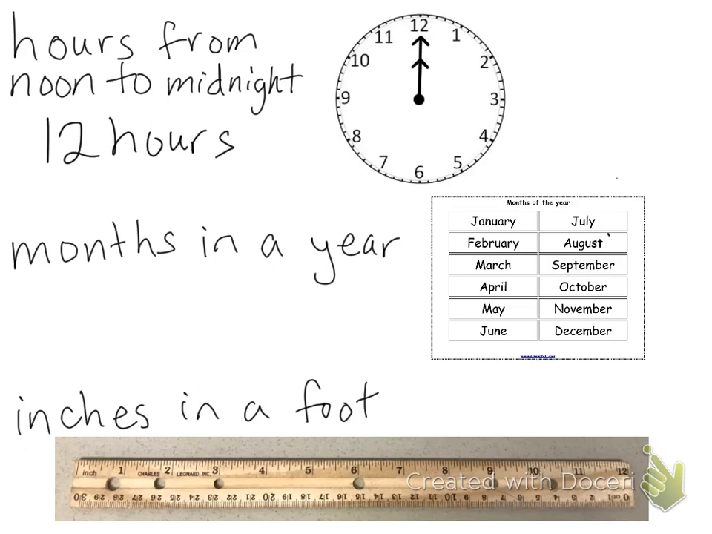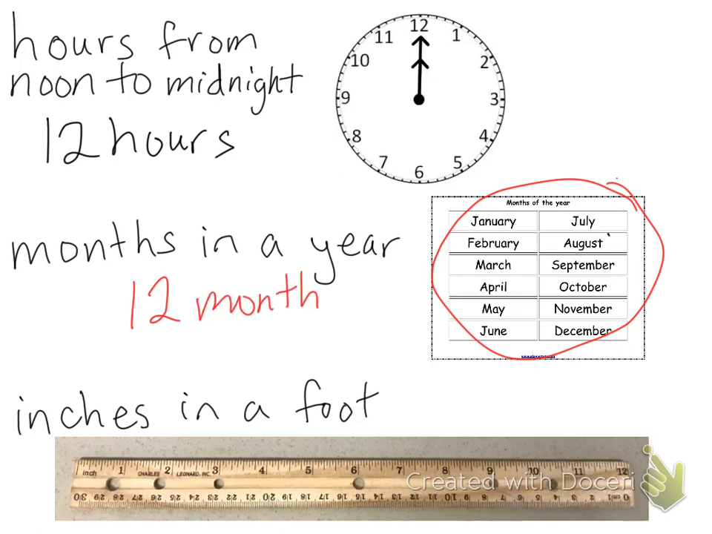There are also 12 a.m. hours and 12 p.m. hours. So if I wanted to know how many hours there are from midnight to noon, that's another 12 hours. So one day equals 24 hours. All right, how many months are there in a year? Well, we can see here that there are 12 months in a year. And how many inches are in a foot? Well, we can see that there are 12 inches in a foot.